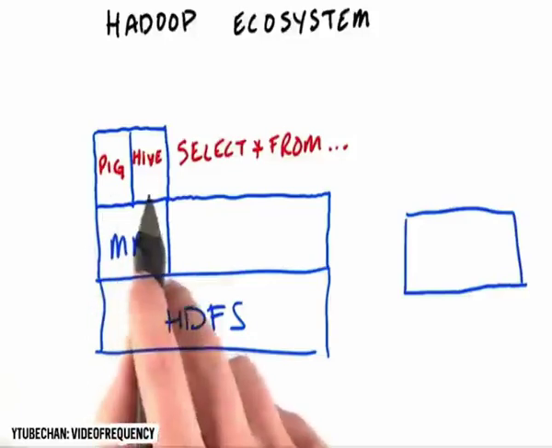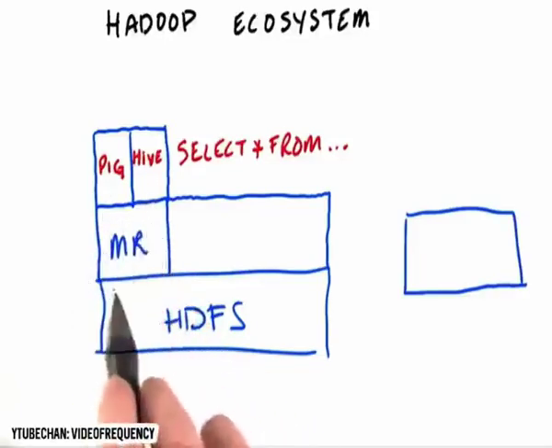Hive and Pig are great, but they're still running MapReduce jobs, which, as you'll see, can take a reasonable amount of time to run, especially over large amounts of data. So another open source project is called Impala.